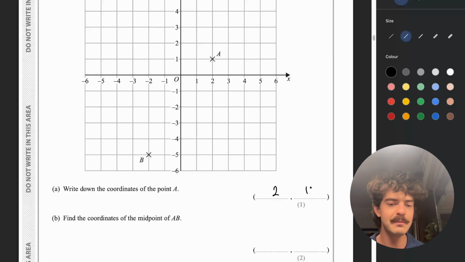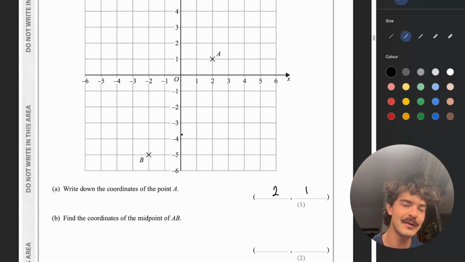Find the coordinates of the midpoint of AB. That's an interesting one. So there's a few different ways of doing this. How would you go about doing this? I would use a ruler. There's a few different ways. You could use a ruler, measure the distance and find the midpoint in the distance, and then see what coordinate is there. That would work.